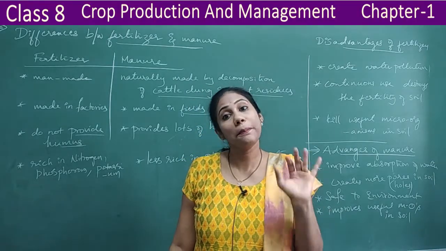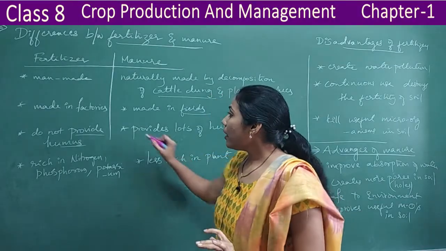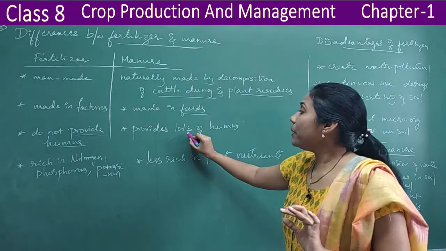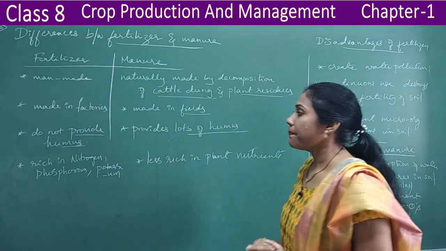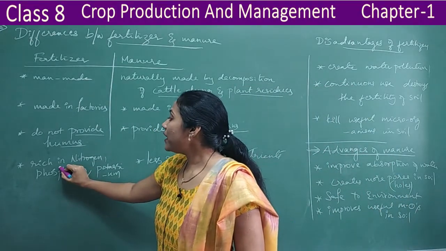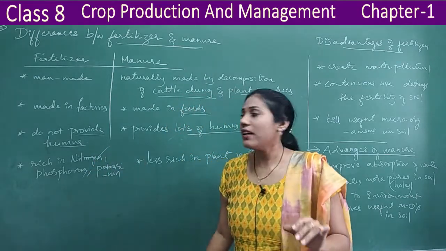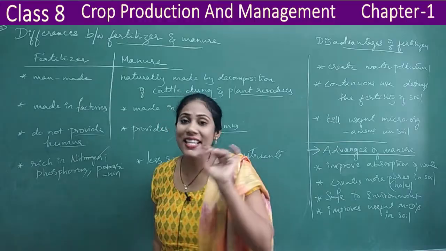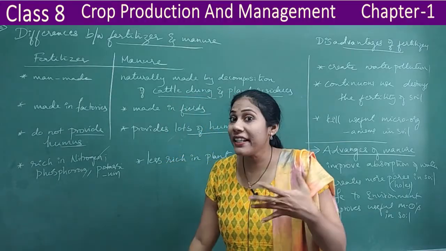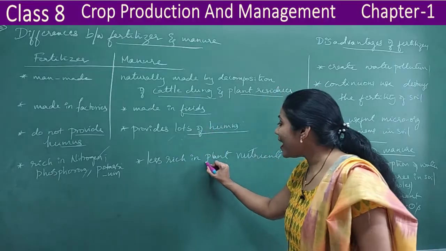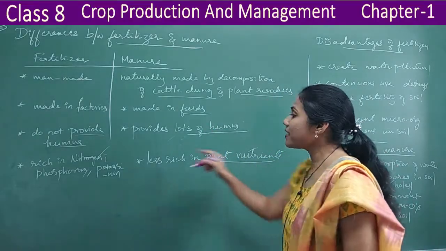Microorganism rich layer present in a soil. See, fertilizer does not provide any humus, whereas manure can provide lots of humus. And finally, fertilizer is rich in nitrogen, phosphorus, and potassium. These elements are actually necessary for better growth of a plant, whereas manure is less rich in these nutrients.